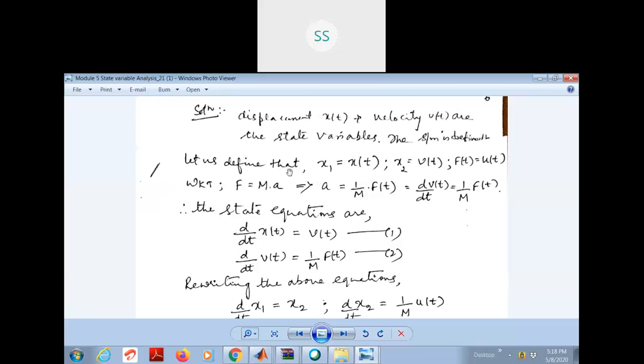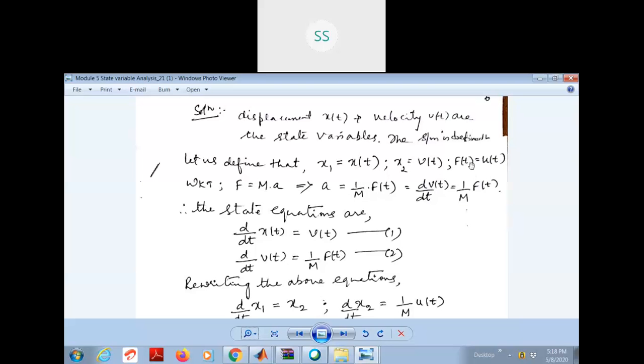After considering these two as state variables, we define them by giving the notations x1, x2, and so on. Define x1 equal to x of t; x1 represents the first state variable, which is the displacement. Similarly, x2, the second state variable, is equal to v of t, the velocity. So there are two state variables, x1 and x2, and whatever f of t is there is nothing but u of t, according to the terminology of state variables.